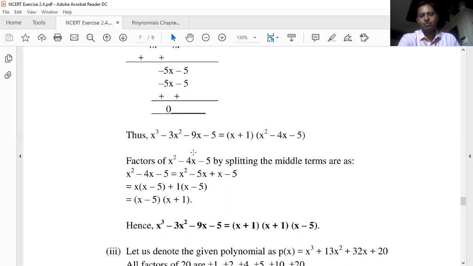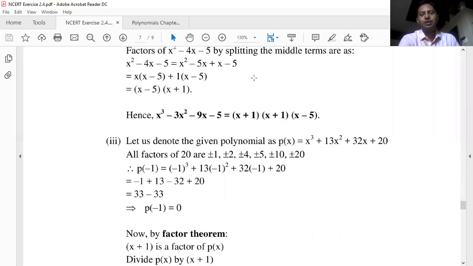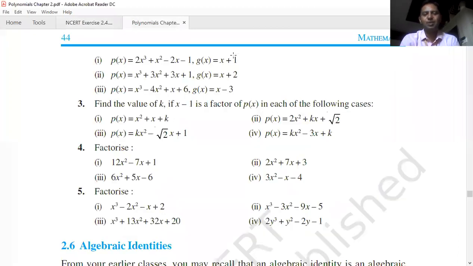Now the third question. We have x cube plus 13x square plus 32x plus 20. This is a very common question asked in the examination. x cube plus 13x square plus 32x plus 20. We need to find the factors of this polynomial. To find the factors of this polynomial, we need to find the factors of 20 first, as the constant part is 20 in this question. So we'll find out the factors of 20.